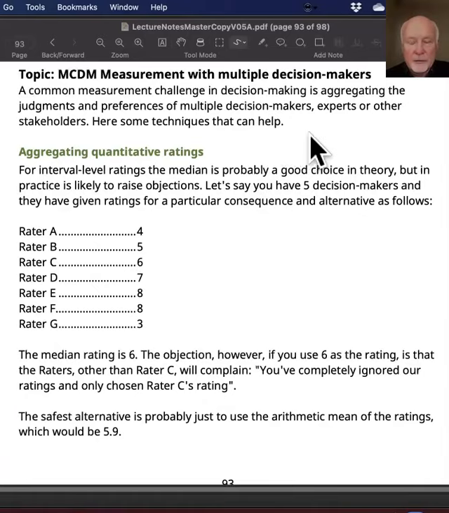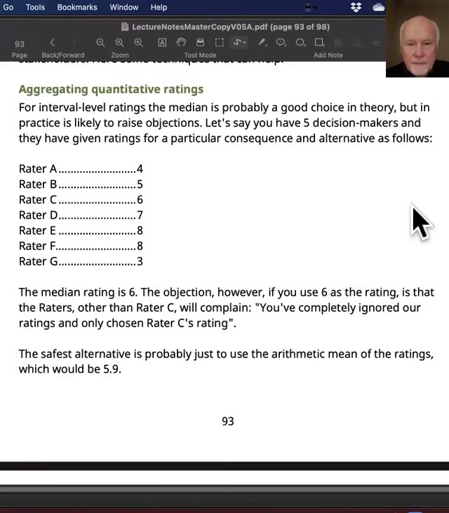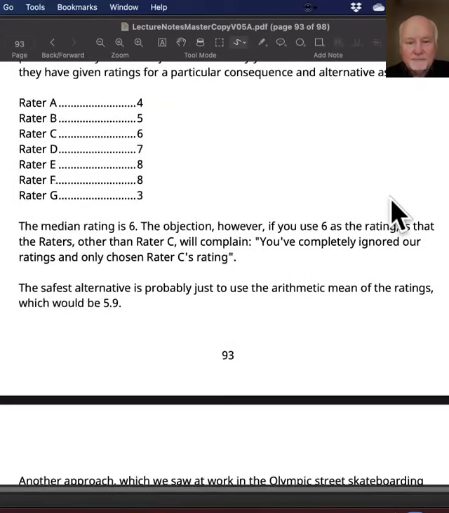And so what you're going to have to do is aggregate the input from those stakeholders. So if you have quantitative ratings or comparative judgment weightings and ratings, then you're going to be looking at some kind of averaging. Now, in some ways, the best is probably the median. So in this case, I've got 7 raters here with 7 ratings, and the median there is 6.